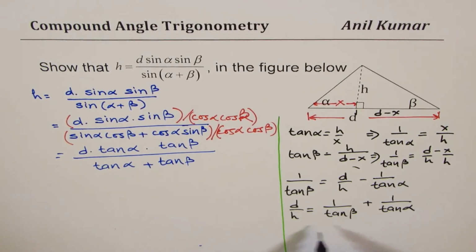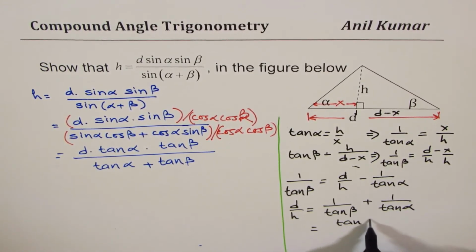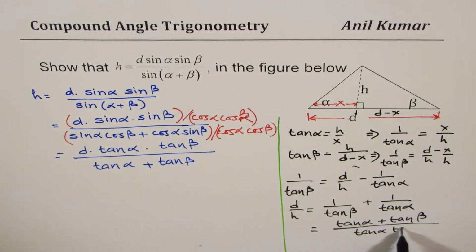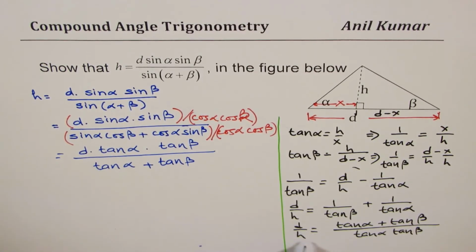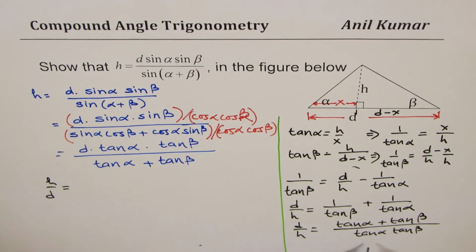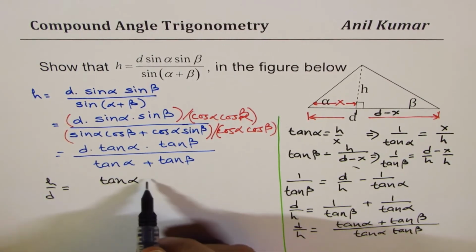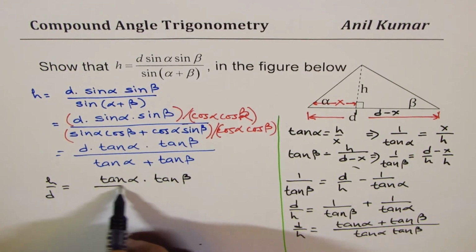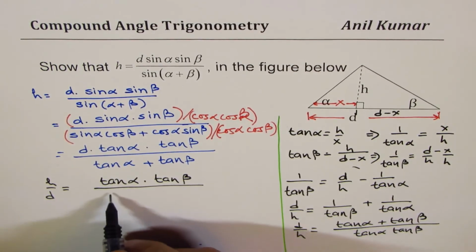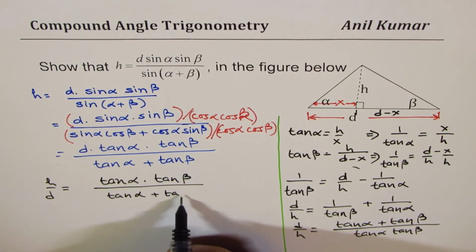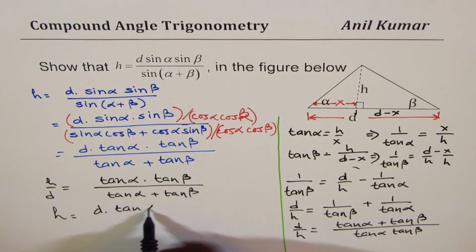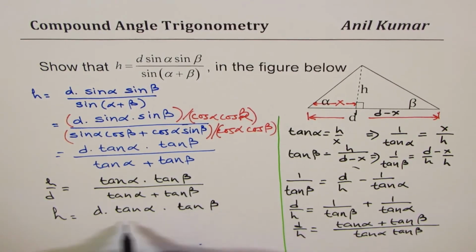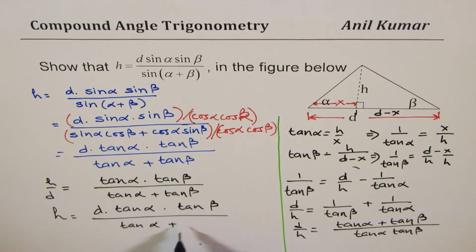Now you can take the common denominator and write this as tan alpha plus tan beta divided by tan alpha tan beta, correct? Which is d over h. Now that looks very similar. If you just flip it, what do you get? You get h over d equals tan alpha tan beta over tan alpha plus tan beta. Perfect. So h is equal to d times tan alpha tan beta over tan alpha plus tan beta.